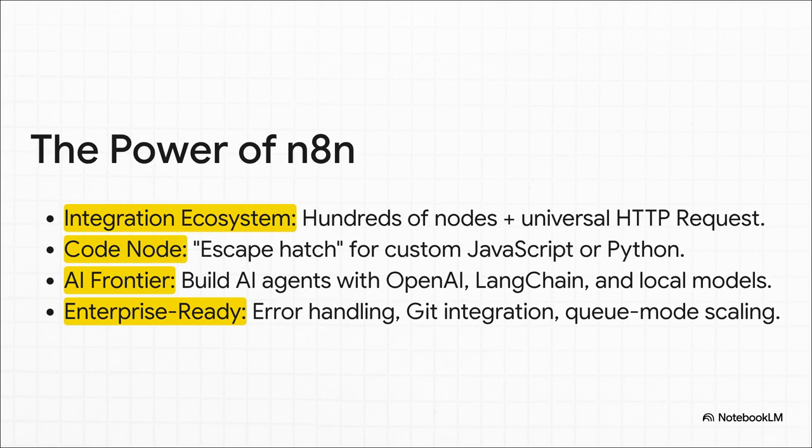And for anything else, there's a universal HTTP node. Then you've got that code node escape hatch we talked about for ultimate flexibility. They're also diving headfirst into AI with awesome integrations for things like OpenAI and LangChain. And finally, it's got enterprise-grade features for when you need to get serious about scale and reliability.